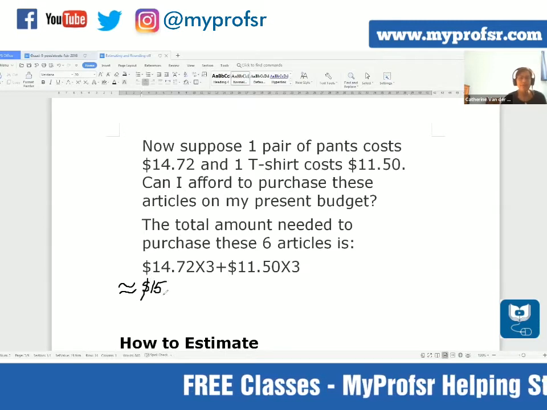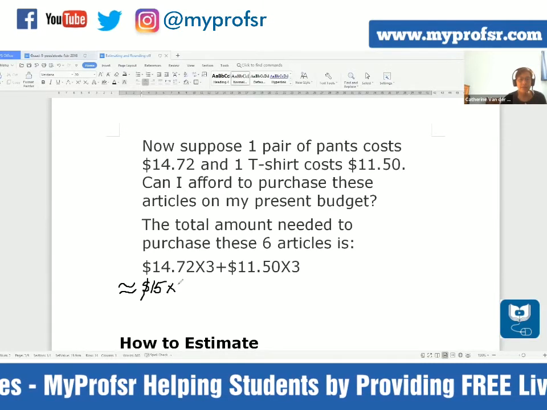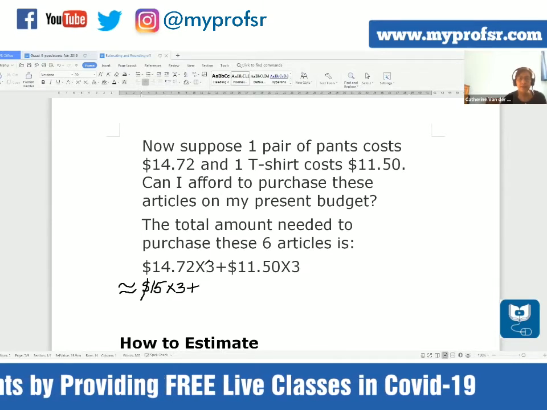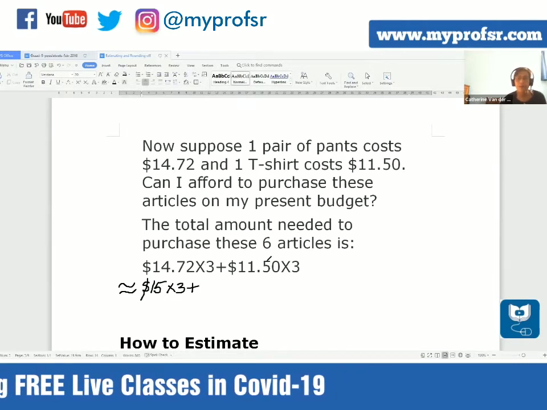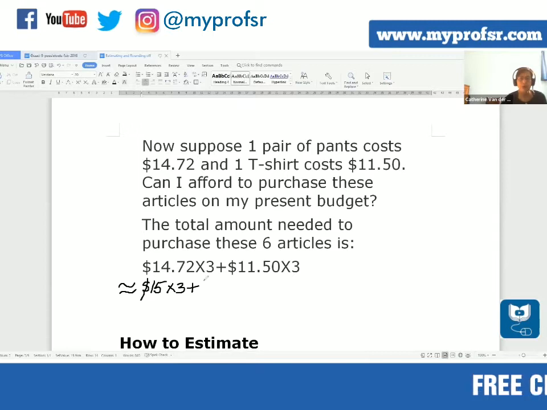So that's $15 times 3. And we're going to add 50 cents to, we're going to round this one off to approximately $10.